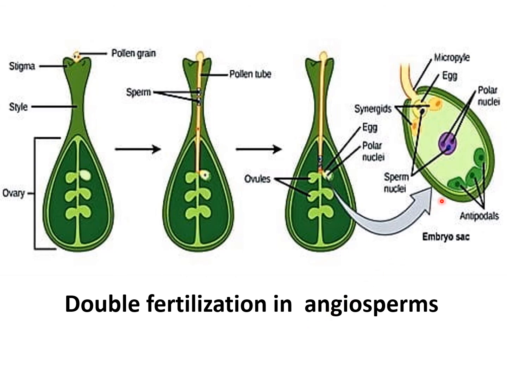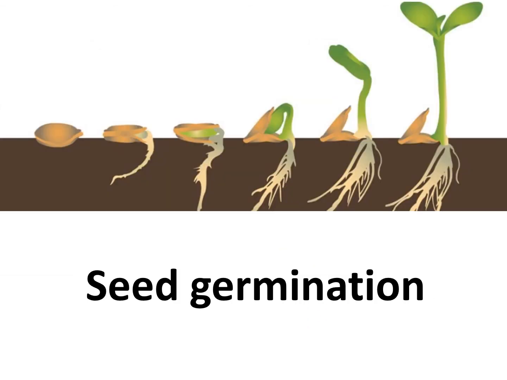Now what happens next? That is seed germination. Now here ovule develops into the seed and ovary into fruit. We have learned in the previous slide that ovule develops into the seed and ovary into fruit after fertilization. When the fruit breaks up, seeds fall upon the ground and seeds germinate.